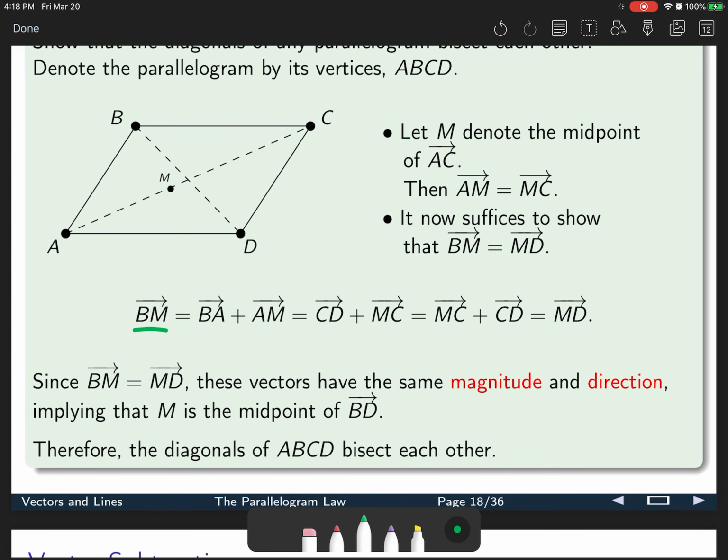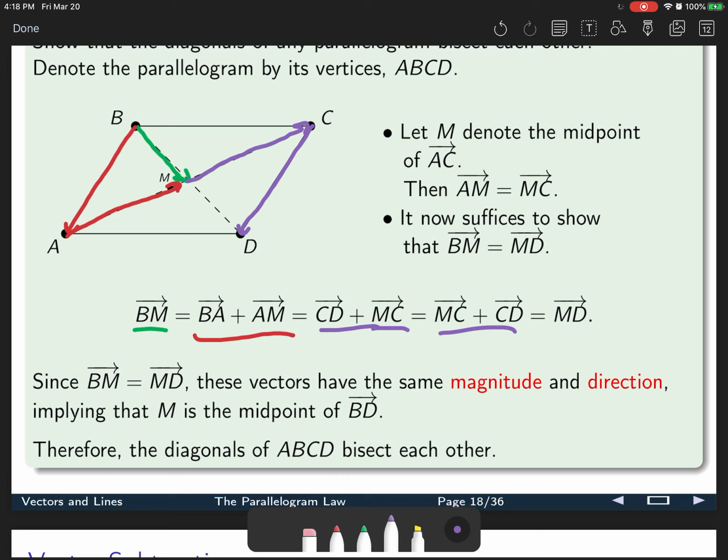All right, BM right here. Going from the point B to M, I'm going to cheat a little bit and go towards the center so it looks nice. BA, starting at B, going to A. AM, starting at A, going to M. All right, so we see that BA plus AM is the same thing as BM. And then CD plus MC. So we've got CD plus MC is the same thing as, well, MC plus CD. That's really the same two vectors, just in a different order.